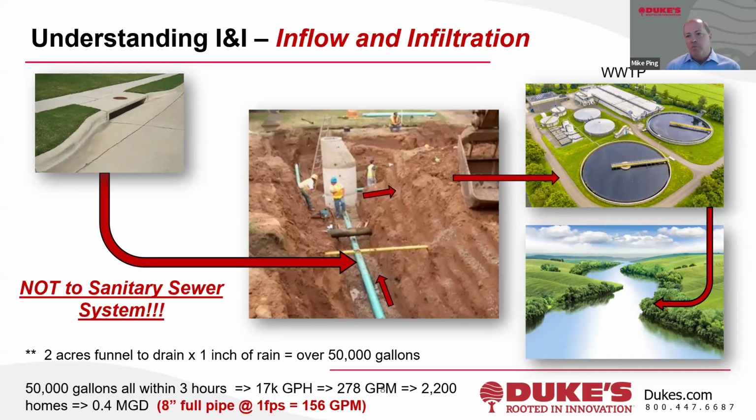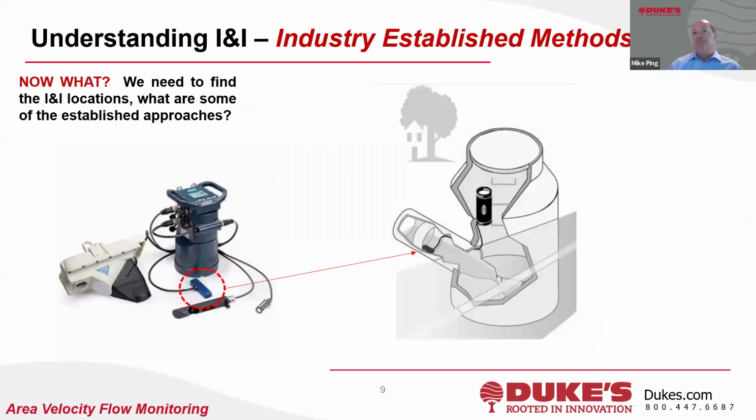And if you have an 8-inch pipe that's completely full of water and it's flowing at 1 foot per second, it's 156 gallons per minute. So very easily, right? That 278 is a lot bigger value than 156. This is just a hypothetical, but just to try to make the point, the wastewater collection system can be easily overwhelmed.